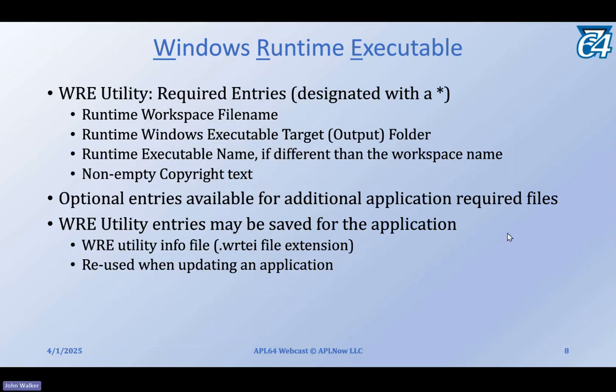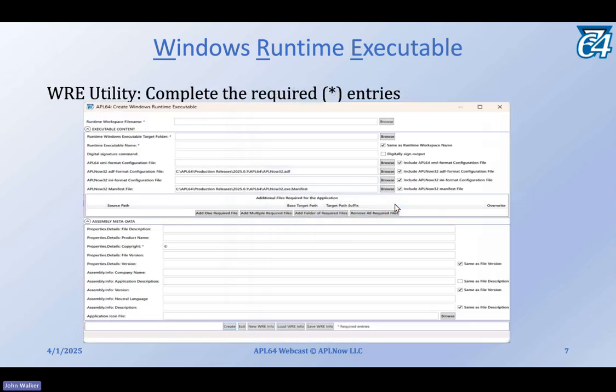Okay, and some of this just kind of reiterates what I've already stated here. In the WRE utility, anything designated with an asterisk are required. And there's also, if I go back to the previous screen, you'll see here in the middle section, this is where you would specify your additional workspaces, files, or any ActiveX components, etc. that's part of the application.